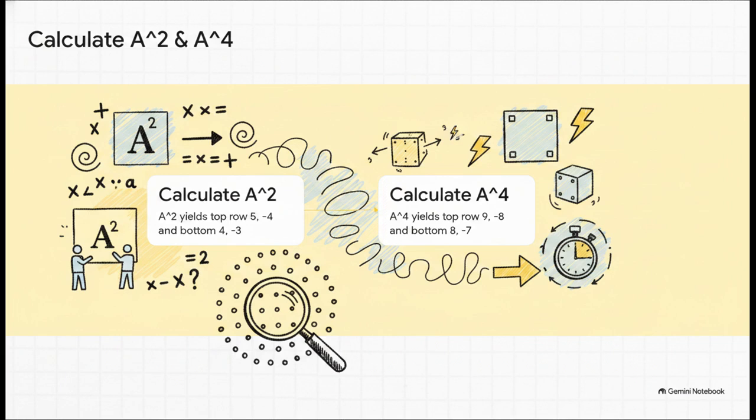So we calculate A squared, which is just multiplying matrix A by itself one time. When we do that, we get a new matrix. The top row becomes 5, -4, and the bottom row becomes 4, -3.